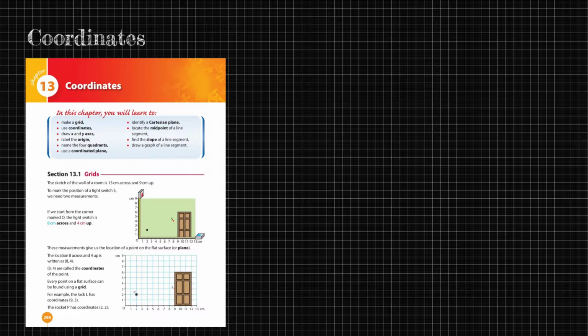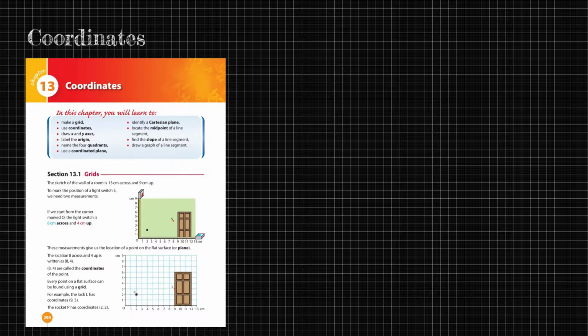So we're going to look at making a coordinate grid, labeling coordinates, drawing x and y axes, labeling the origin, naming the quadrants, the coordinate plane, the Cartesian plane, midpoints on a line segment, the slope of a line segment, and drawing graphs of line segments. Okay, so all that sounds very complicated now because it's new, but it's actually very, very straightforward.